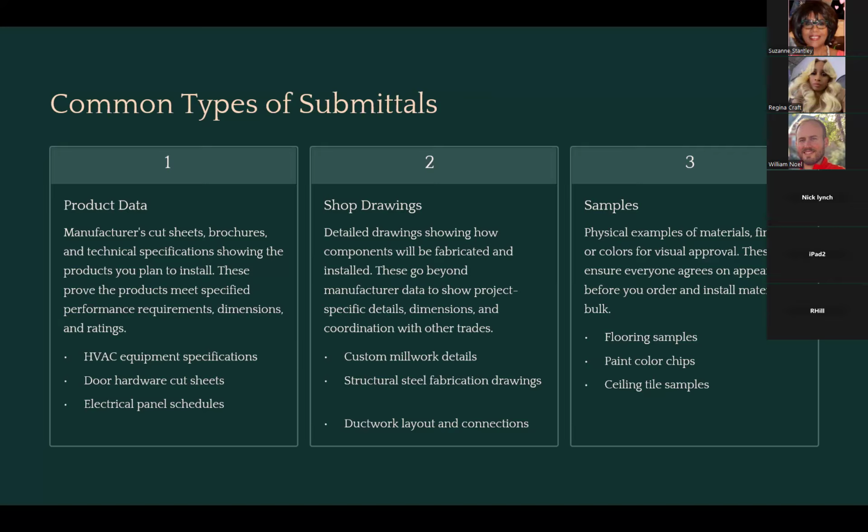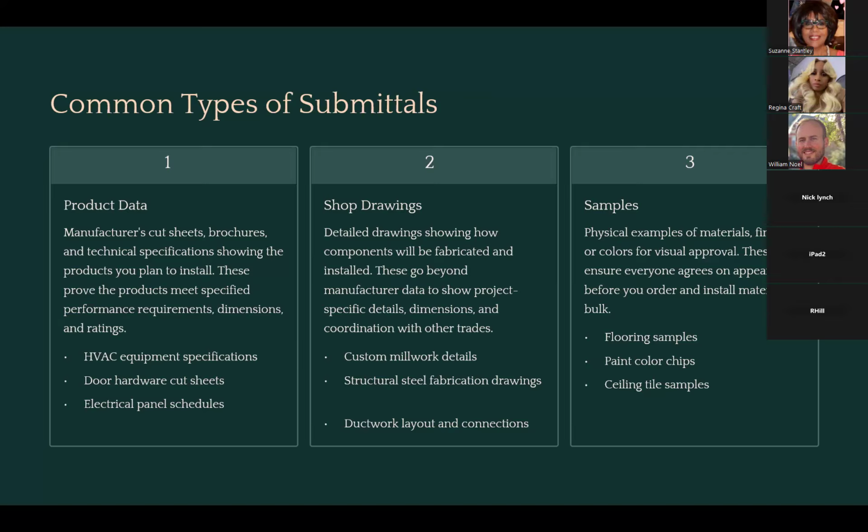And then the third type here is samples. So this one's pretty self-explanatory. A sample is obviously a physical example of the material that you're going to provide. This most often will be required when you are providing finishes of some sort. So if you're a flooring contractor or a finished millwork contractor providing cabinets, they may want to see samples of the cabinet doors or cabinet colors, flooring types, tile.